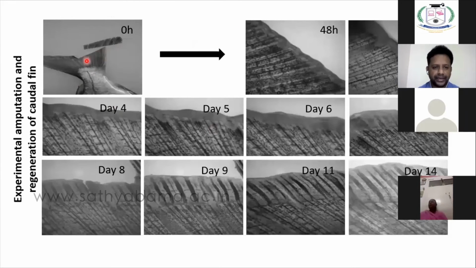So this is the thing, okay. At the 0th hour we are amputating. This is the 48th hour. You could see a small layer of cell mass. This is called blastema. Then this is 72 hours. So day 7, day 8. On day 14, you could see the entire fin formation. So this is the amputated line. You could see the entire fin formation.